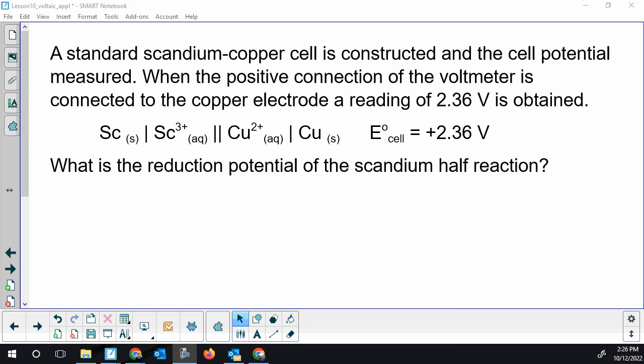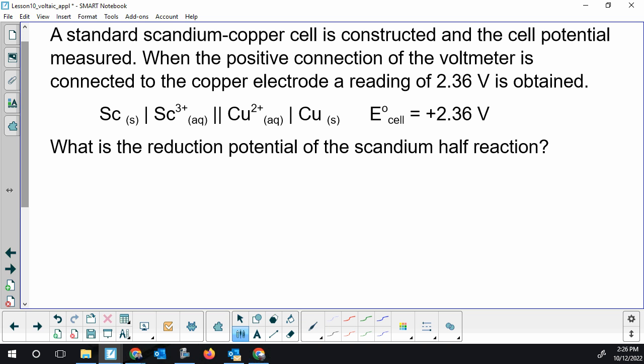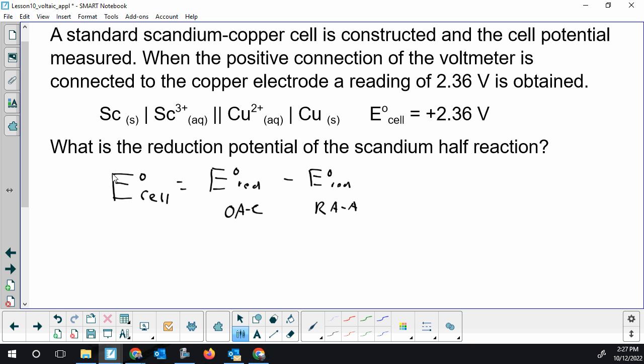So when you have a question about reduction potentials and you're given cell potential, a good strategy before you even start decoding the question, just remember E0 cell is the reduction at the cathode minus the reduction at the anode. So I'm going to get that visual out. Then I'm going to reread this question. So we've got a scandium-copper cell. Now I didn't mention this before, but the typical convention is to put the anode first and the cathode second. So that's a helpful pattern that you wouldn't have seen enough examples yet to pick up. We're told the cell potential is 2.36 volts.